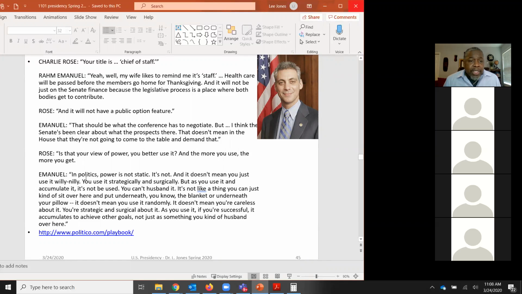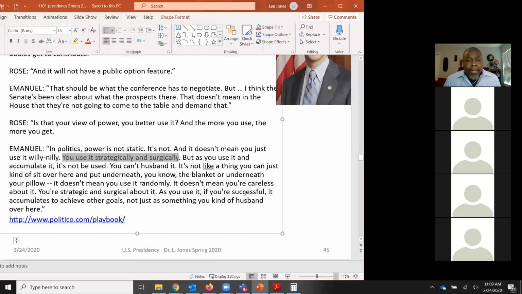Rahm Emanuel said, read this last line with me, he's talking about how to use power. Let's quote him. He says, in politics, power is not static. It doesn't mean that you just use it willy-nilly. You must use your power strategically and surgically. But as you use it and accumulate it, it's not like a thing you can just put underneath your blanket or underneath your pillow.